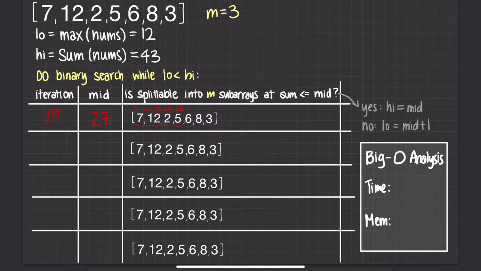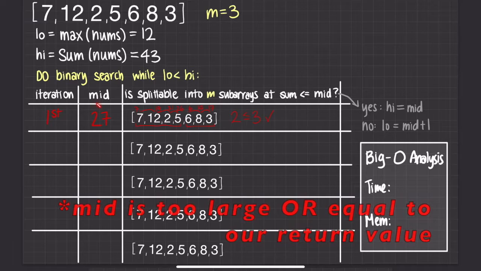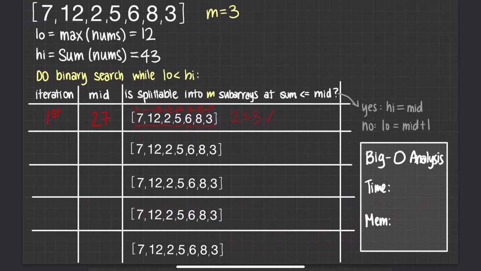Moving forward, this has a sum of 6, plus the 8 gives us 14, plus the 3 gives us 17, which is less than 27, meaning we're able to split this into 2 subarrays of sums less than or equal to 27, and that is indeed less than or equal to our m of 3. That means our midpoint is too high for the value we should return at the end. So we update our high to be equal to mid. Now, is low still less than high? Yes, it is, so let's continue.